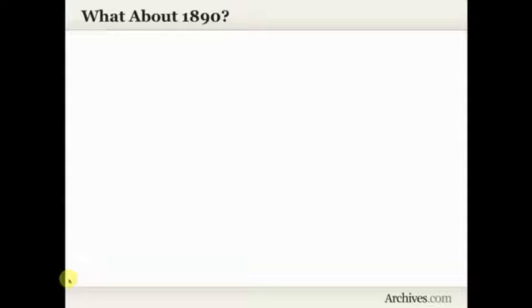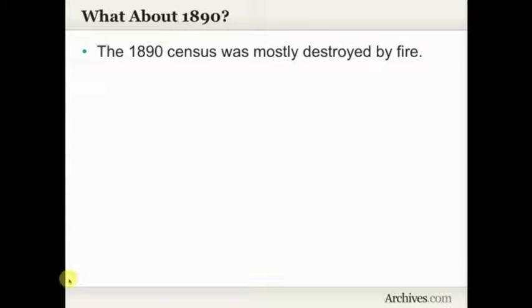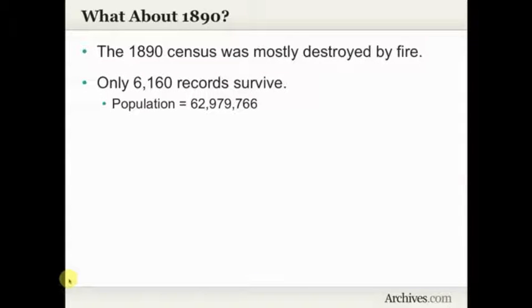Well, actually, you're going to be missing quite a lot in the 1890 census because unfortunately, it was mostly destroyed by fire. In fact, only 6,160 records survive. That's out of a population of almost 63 million people in the United States. So just a very, very small fragment of the 1890 census is still in existence. So today we're going to focus on the next set of census records before that, 1850 through 1880.